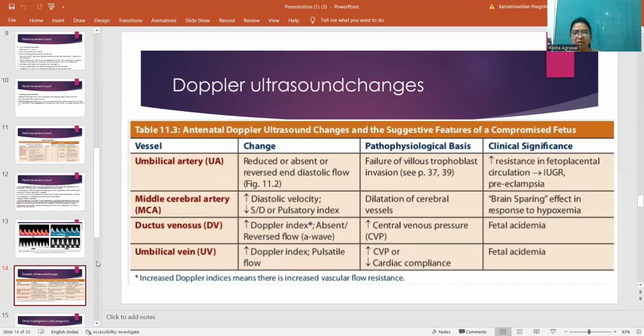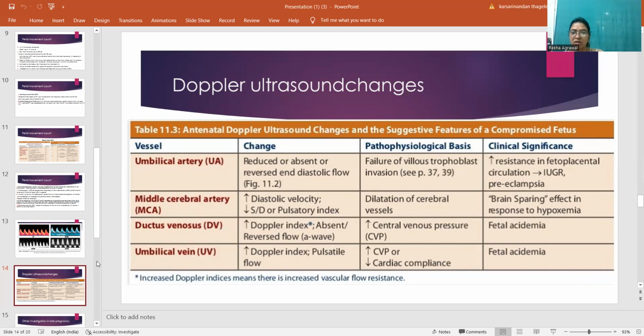Then come the antenatal Doppler ultrasound changes and suggestive features of a compromised fetus. Umbilical artery: the change will be reduced or absent or reversed end-diastolic flow. Pathophysiological basis: failure of villus trophoblast invasion. Clinical significance: increased resistance in the fetoplacental circulation, IUGR, preeclampsia. Then MCA is important, ductus venosus is important, and umbilical vein is important.